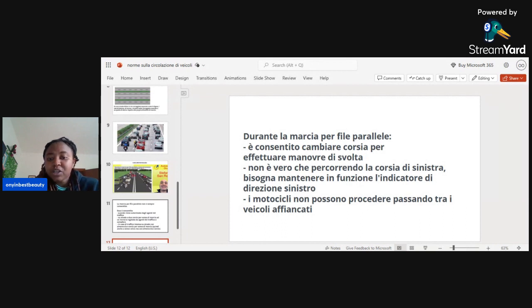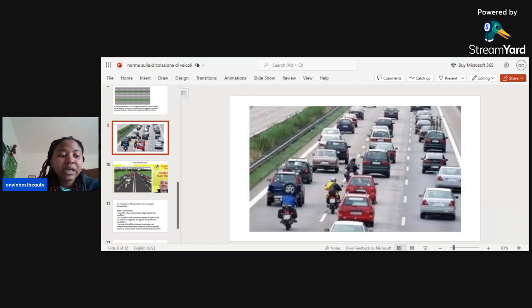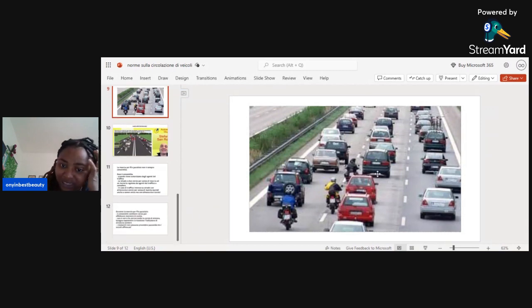E se durante la marcia per file parallele, è consentito cambiare corsia per effettuare manovra di svolta. For example, let's use this particular diagram. You're doing file parallele, something like this, and you want to turn. Say you're in the middle lane, and you really want to turn to the next left.